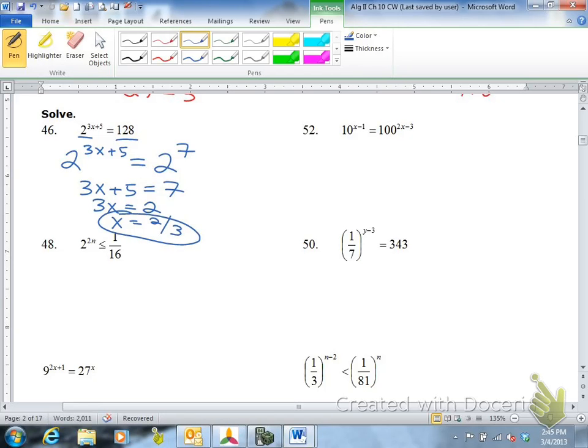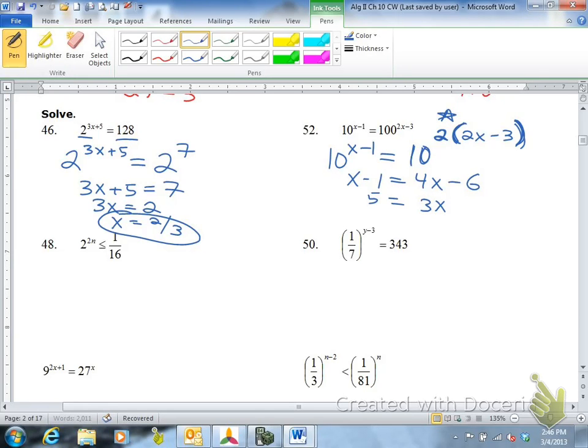See if you could do the next one. If you'd like to pause this video, see if you could write 100 with a base of 10 and solve. When you write 100, you write it as 10 squared, and be careful to write parentheses around the exponent that's already up there. Then you can have x minus 1 equals, distribute the 2, 4x minus 6. Subtract x, add 6. So you get x equals 5/3 as your answer.